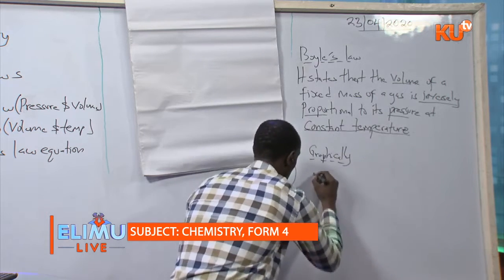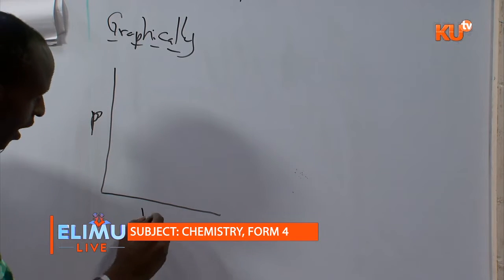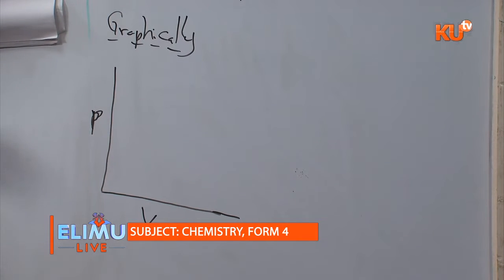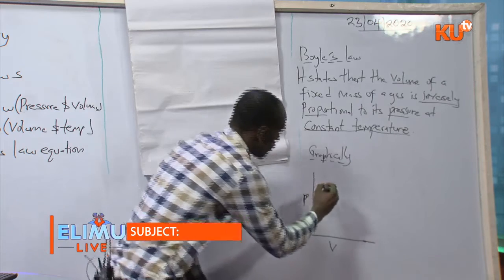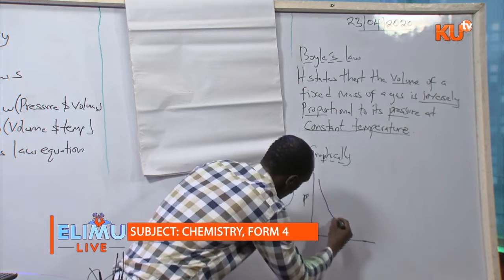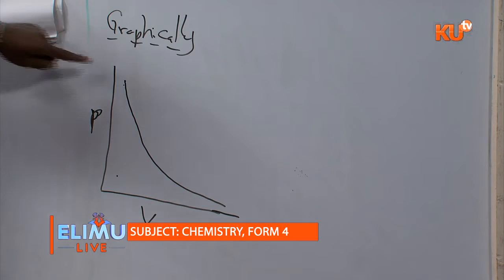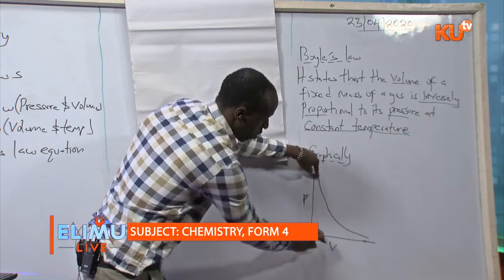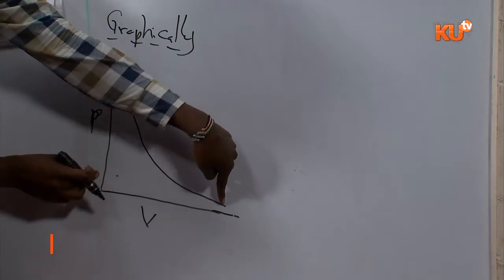So graphically, if you have values of pressure on the y-axis and volume on the x-axis, we have said that the moment the pressure is high, the volume will be low. So if I have high pressure here, the volume will be low. That's how the graph appears when you draw pressure against volume. At this point the pressure is high but the volume is low. At this point the volume is high but the pressure is low.